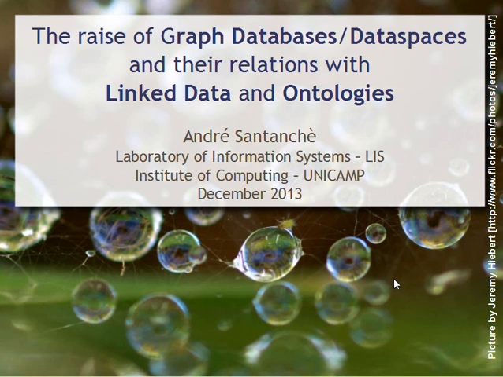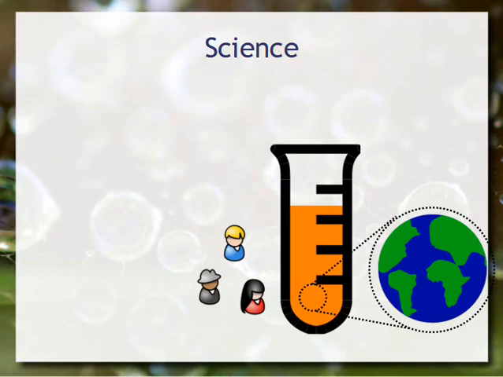This is the topic I present: the rise of graph databases, data spaces, and their relations with linked data and ontologies. You can, if you wish, stop and ask questions. It's a kind of interactive presentation, okay? So the first thing is why I'm doing this research.